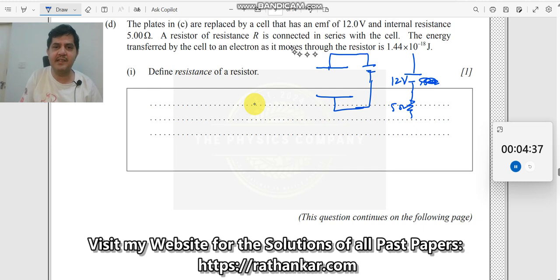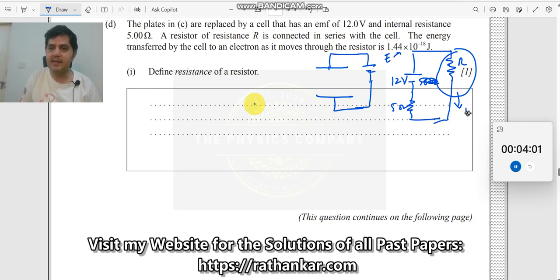A resistor of resistance R is connected in series with the cell. The energy transferred by the cell to an electron as it moves through the resistor is 1.44 × 10^-18 joules. Let me complete the circuit like this. The energy transferred by the cell to an electron as it moves through the resistor, the energy dissipated here, is given as some value E.